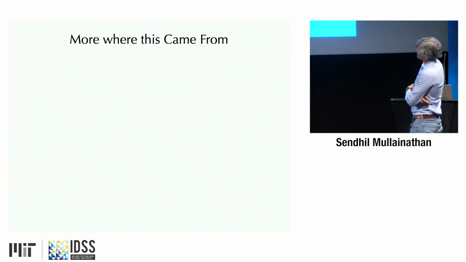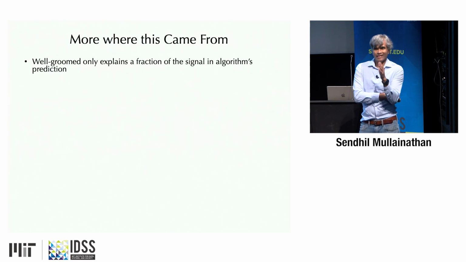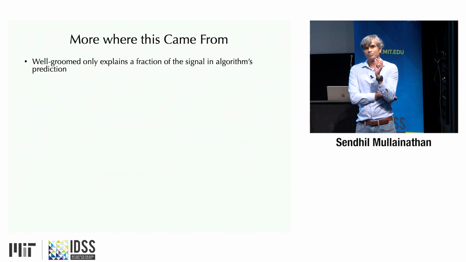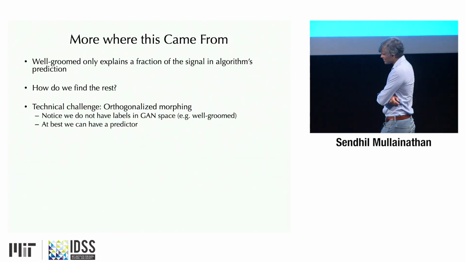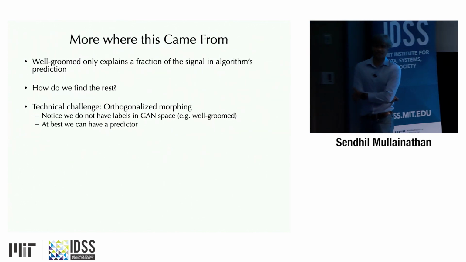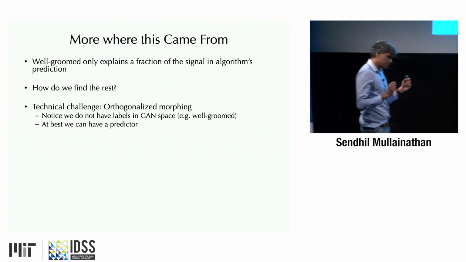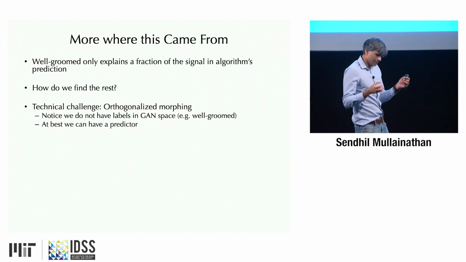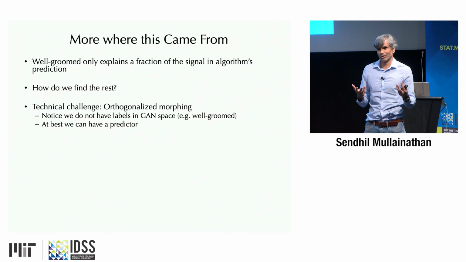But there's more where this came from. So now, since well-groomed only explains a fraction of it, we can now do exactly what we just did, but morph again, but orthogonalizing with respect to well-groomed. This turns out to introduce a pretty hard technical challenge that I can confidently say we did nothing but hack our way around. So I'll summarize this technical challenge for you, because we definitely do not have a solution to this. The challenge is, when I said we're going to orthogonalize against well-groomed, well, technically, in the generative space, I don't have well-groomed. What do I have? I have a predictor of well-groomed.